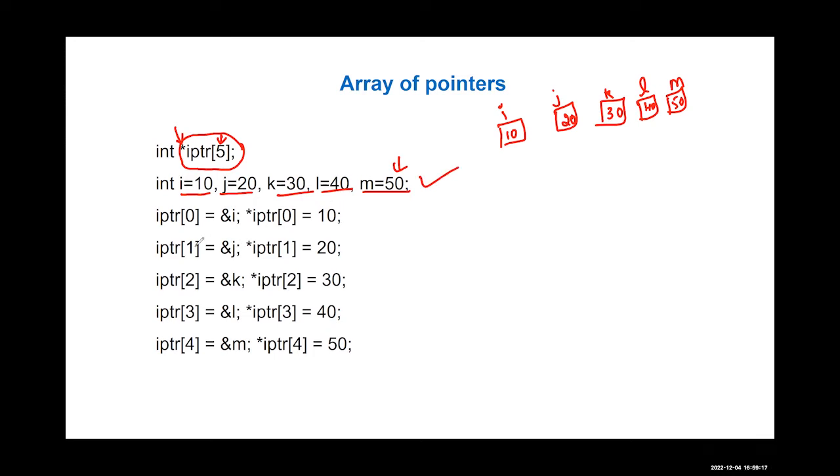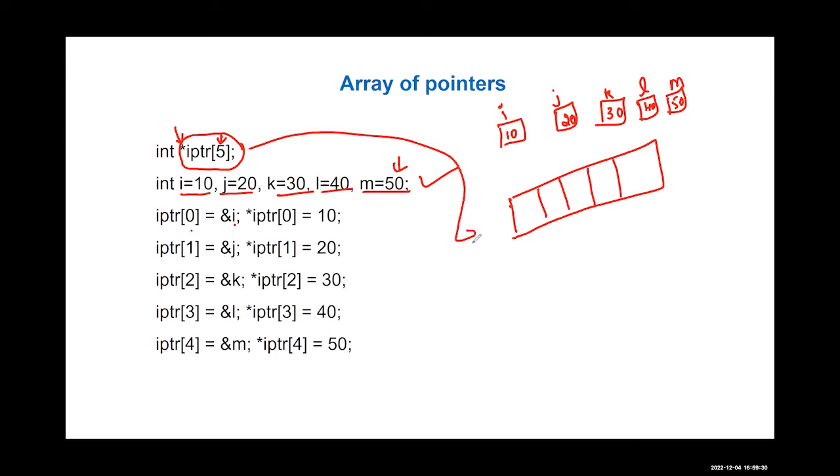Now next, what am I doing? I am saying iptr of 0 is equal to ampersand i. Okay, so what does that mean? When I declared the very first statement, I said int star iptr, that is this line. When I declared, I am initializing an array which is having pointer variables. Now we know that an array has subscripts, isn't it? We access the elements of an array using the subscript. Now when I say iptr of 0, this particular place, the 0th place, what am I storing here? Ampersand i, that is nothing but the address of i.